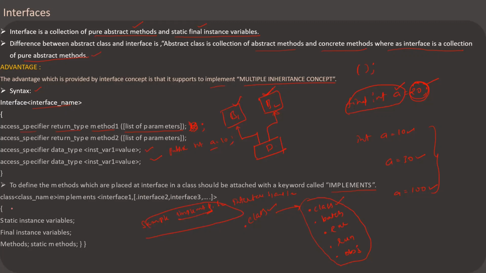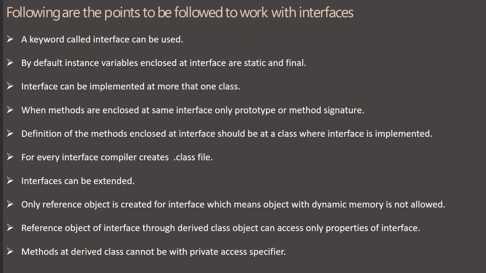Now you can see the syntax for this: class name, implements, interface one, interface two, interface three, n number of interfaces you can take. Then you have static instance variables, final instance variables, methods, static methods, because this class is not the interface, right? So you can write anything in this. Clear?